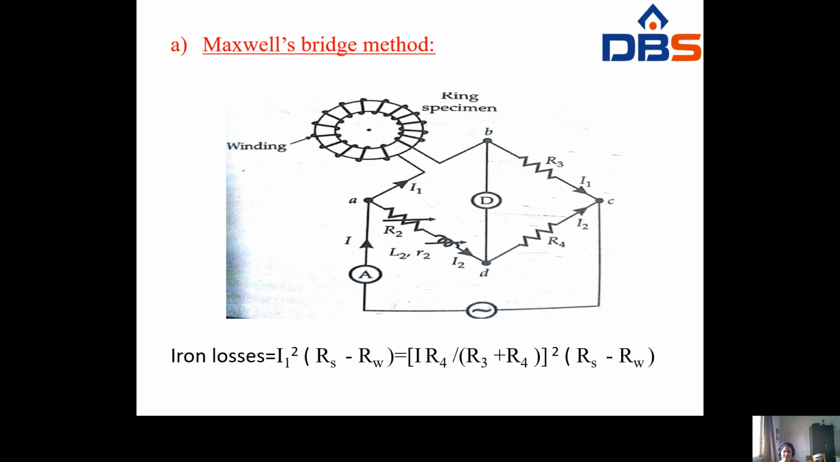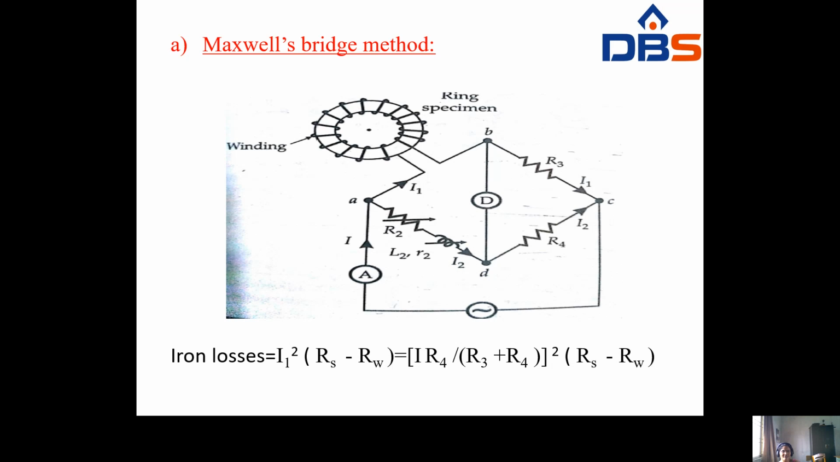See here, this is a bridge. We already discussed bridges in our second unit. This is the Maxwell's bridge arrangement. In the place of arm AB, you connect a ring specimen.